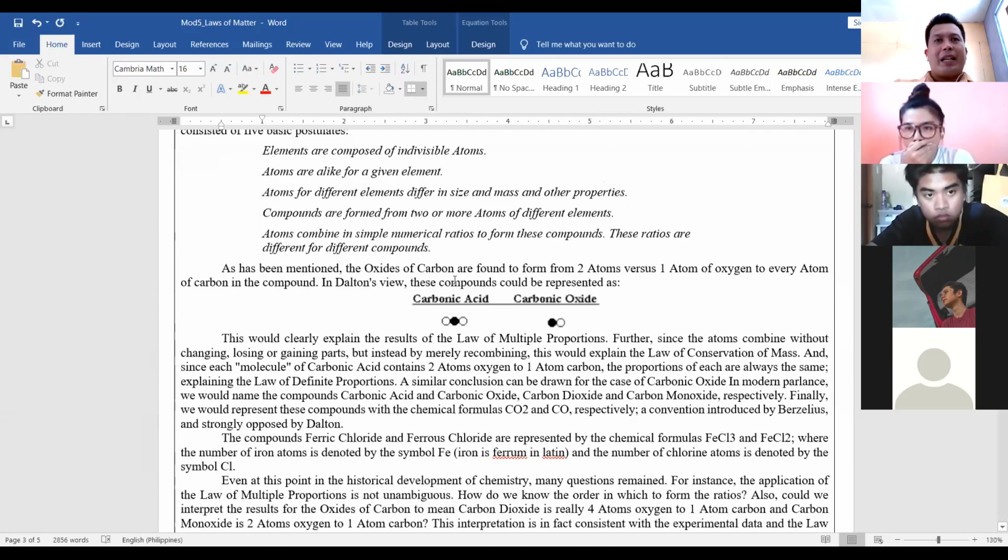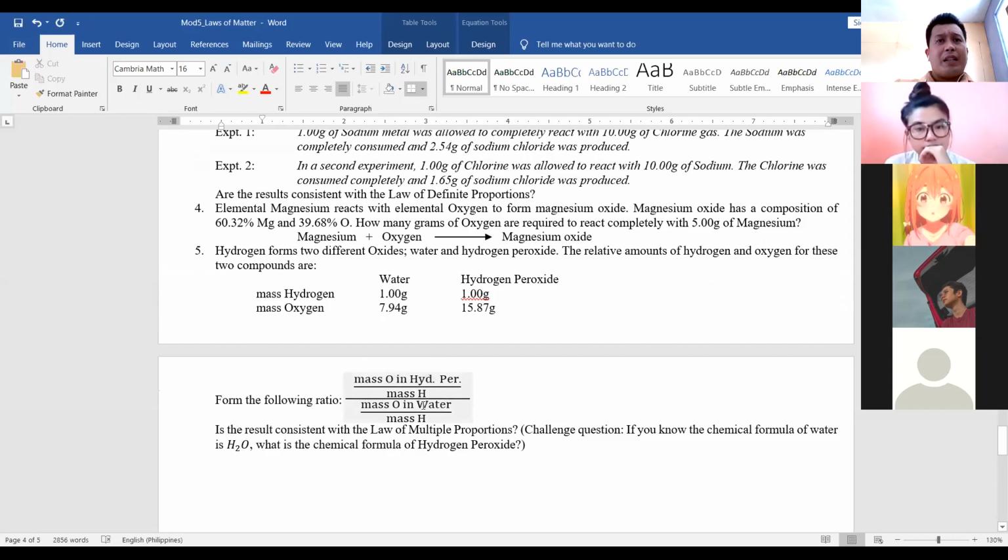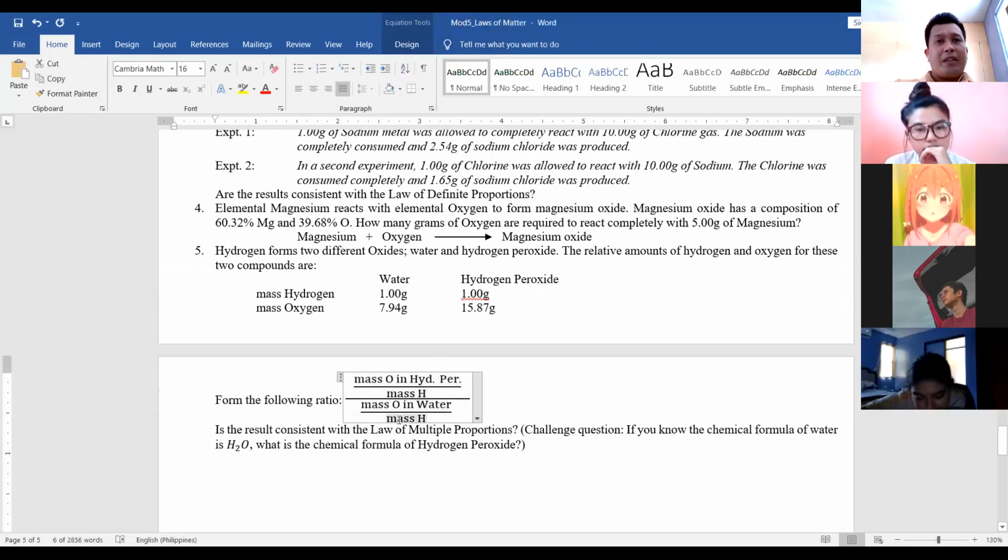Just like in the example here, class, we have the mass of oxygen in hydrogen peroxide and the mass of oxygen in water. So you can eliminate the mass of hydrogen. You just have to find the ratio of oxygen in hydrogen peroxide and oxygen in water. So this over this will be your final answer.